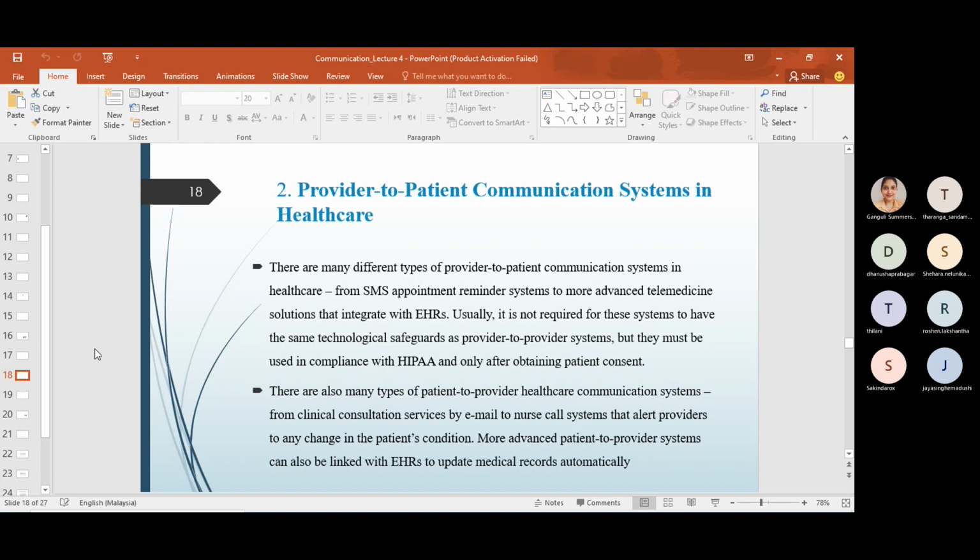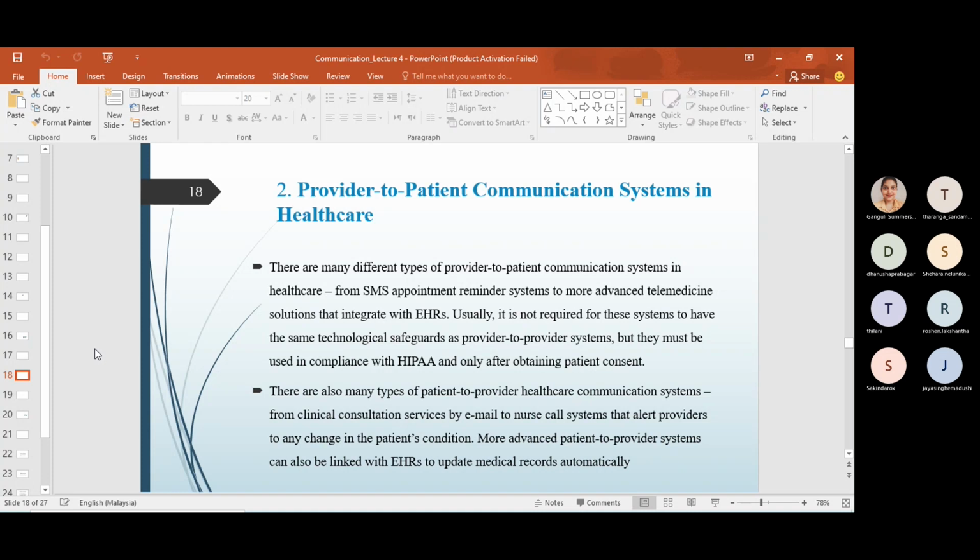a few hours before the appointment, we get a reminder from the hospital. We get an SMS appointment reminder saying that today at this time you have channeled this particular doctor, so please be at the hospital by this time. Likewise, we receive an appointment reminder from the hospital. Okay, so that is an example for a provider to patient communication system, because it comes from the hospital. The hospital is the healthcare provider and the patient is us. The message goes from the provider to the patient.